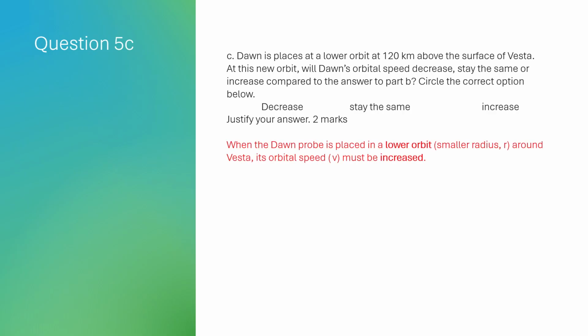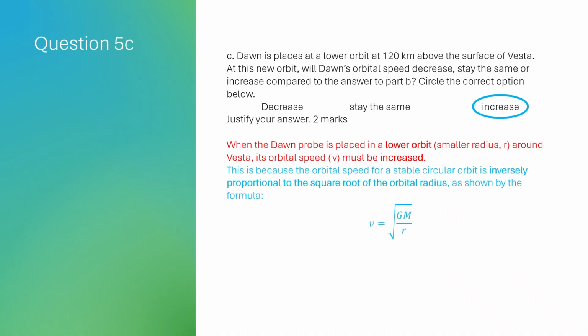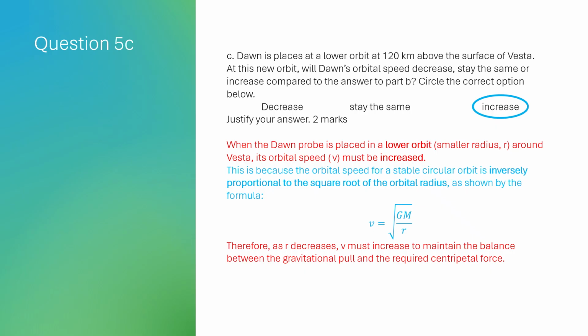When the Dawn probe is placed in a lower orbit, smaller radius r, around Vesta, its orbital speed v must be increased. This is because the orbital speed for a stable circular orbit is inversely proportional to the square root of the orbital radius, as shown by the formula. Therefore, as r decreases, v must increase to maintain the balance between the gravitational pull and the required centripetal force.